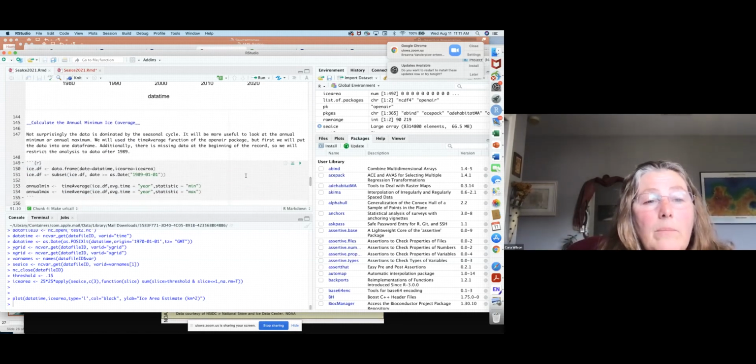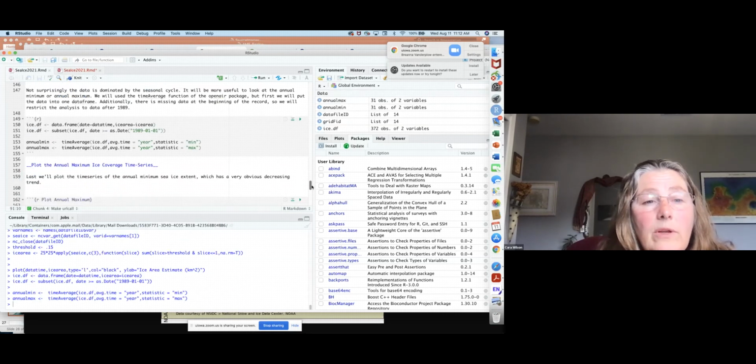And for this, I'm using a package that looks at data over a year, and you can get the minimum or the maximum. We're subsetting the data first to just get data after 1989, and then we're going to average it and get the minimum and the maximum for each year. So that's what I've done now.